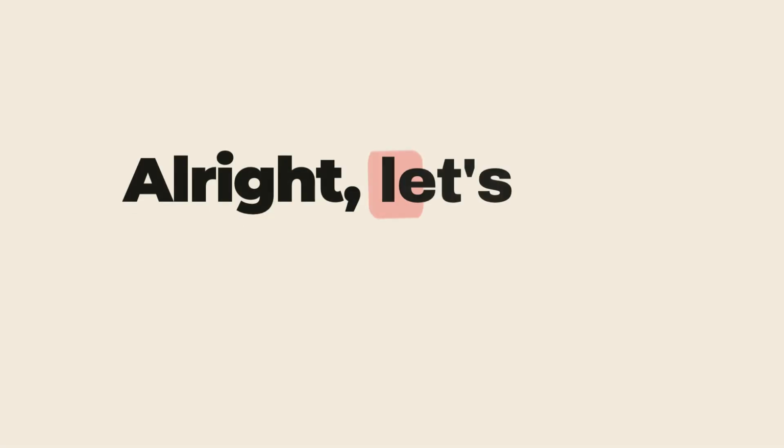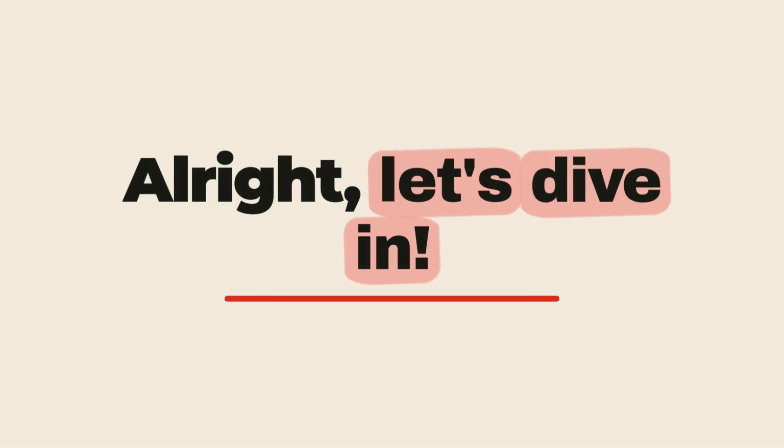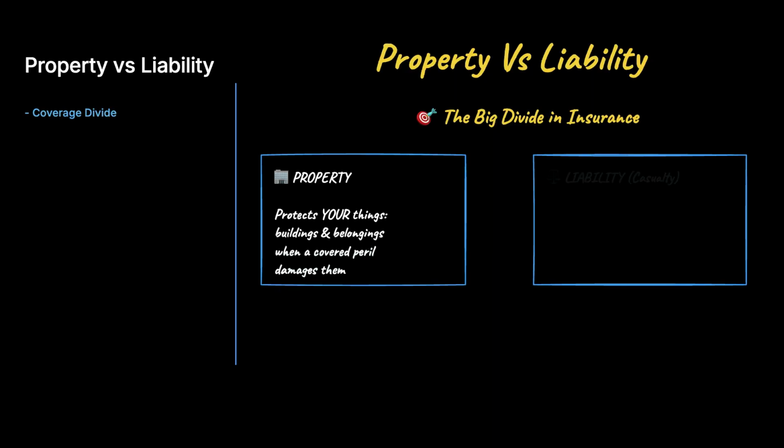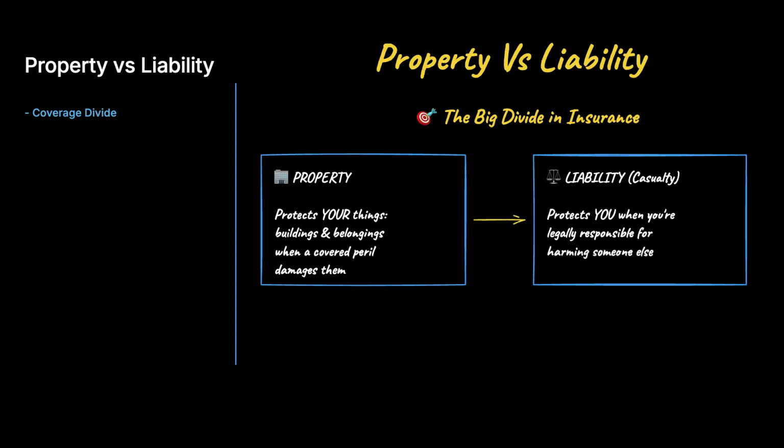All right, let's dive in. Let's start with the most important divide in insurance, the line between property and liability coverage. Property insurance protects your own things, your buildings and belongings, when a covered peril damages them. Liability coverage, which the exam also calls casualty, protects you when you're legally responsible for harming someone else. Same industry, two very different jobs.